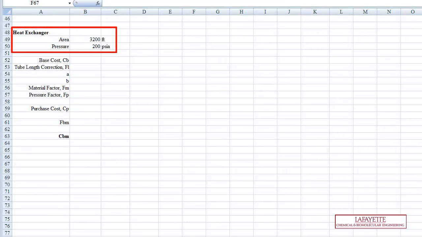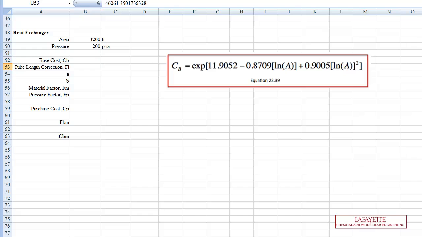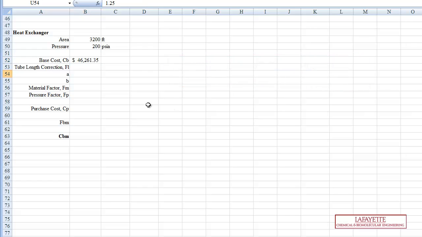The next unit operation that will be examined is a shell and tube heat exchanger. The specifications are shown on the screen. The base cost, CB, is calculated via the equation shown for a floating head. This equation is only a function of the area of the heat exchanger. The value for the tube length correction factor, FL, was found in literature.